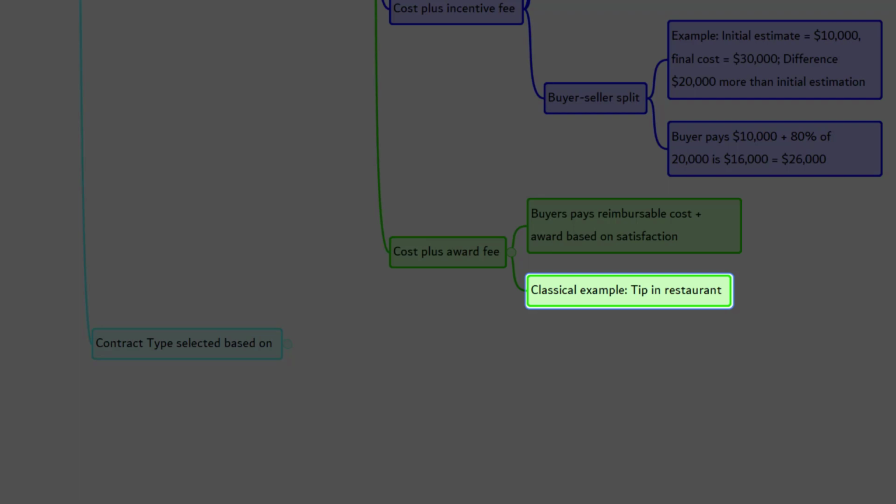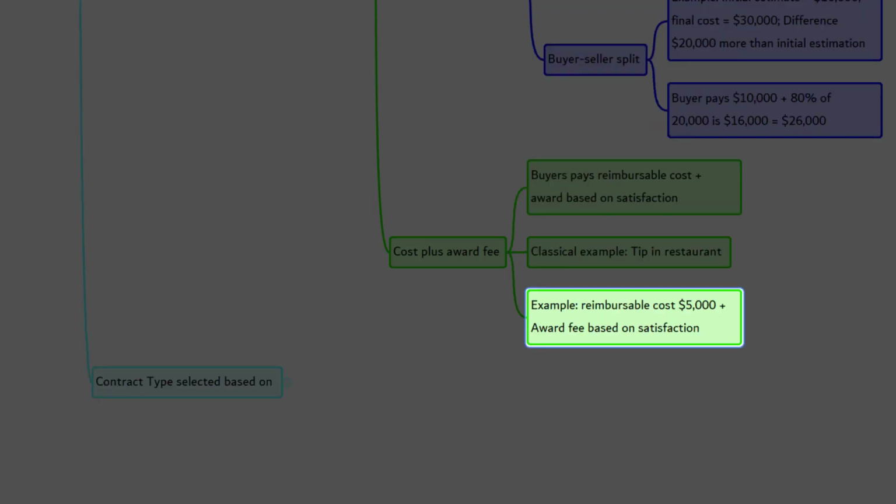It can be 5%, or it can be 10%, or it can be even 15% of the total check. It totally depends on your satisfaction. You may even pay nothing. Similarly, in this type of contract, the seller gets the award fee based on the buyer's satisfaction. It is judged subjectively. There can be negotiation before deciding the final amount. Example, reimbursable cost $5,000 plus award fee based on satisfaction.